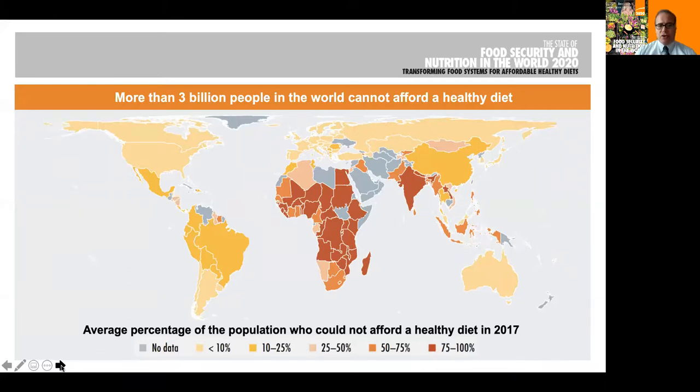And that's the major concern. So not only are we not on track in terms of the nutrition indicators, but we are also not on track in eliminating all forms of malnutrition. And healthy diets are the way to do that. But today, 3 billion people cannot afford healthy diets.